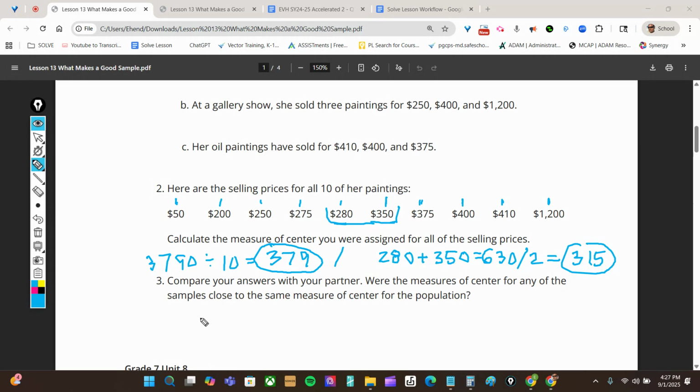Compare your answer with your partner. Were the measures of center for any of the samples close to the same measures of center for the population? Okay, so they want you to compare your answers. Take a moment to do that.